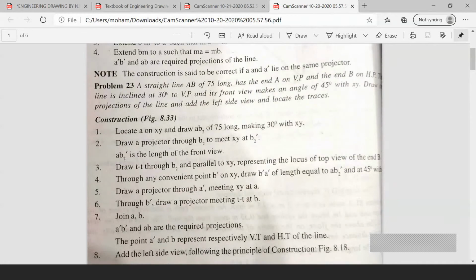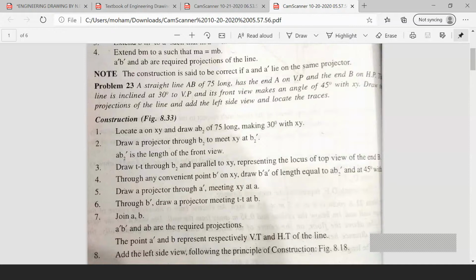23rd. A straight line AB of 75 mm has A on VP, B on HP. The line is inclined at 30 degrees to VP and its front view makes an angle of 45 degrees with XY. Draw the projections of the line.